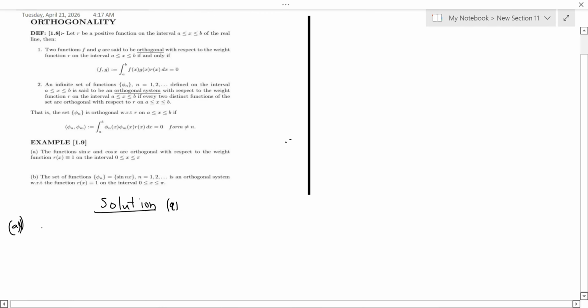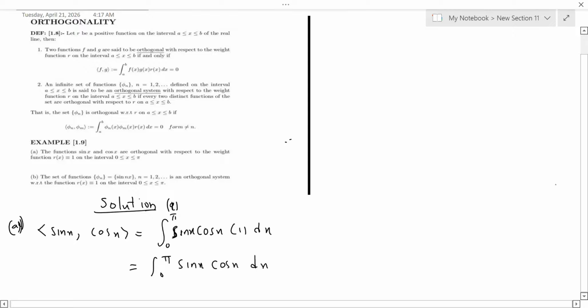We consider sin x then cos x. So we are going to integrate it with respect to x from 0 to pi. Then the weight function is 1. The formula says, okay, let's follow the formula. So we have sin x first, then cos x, times the weight function, which is 1, and then you have dx. If you multiply that by 1, you obviously get the same thing. So let me just rewrite that.